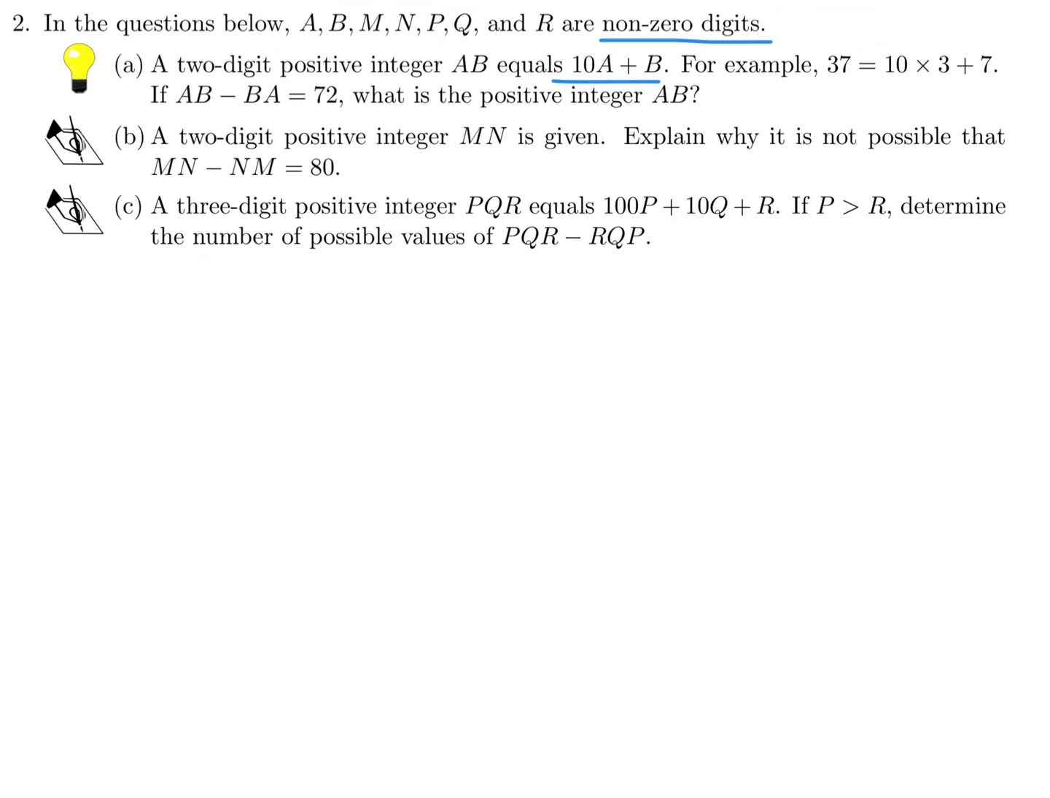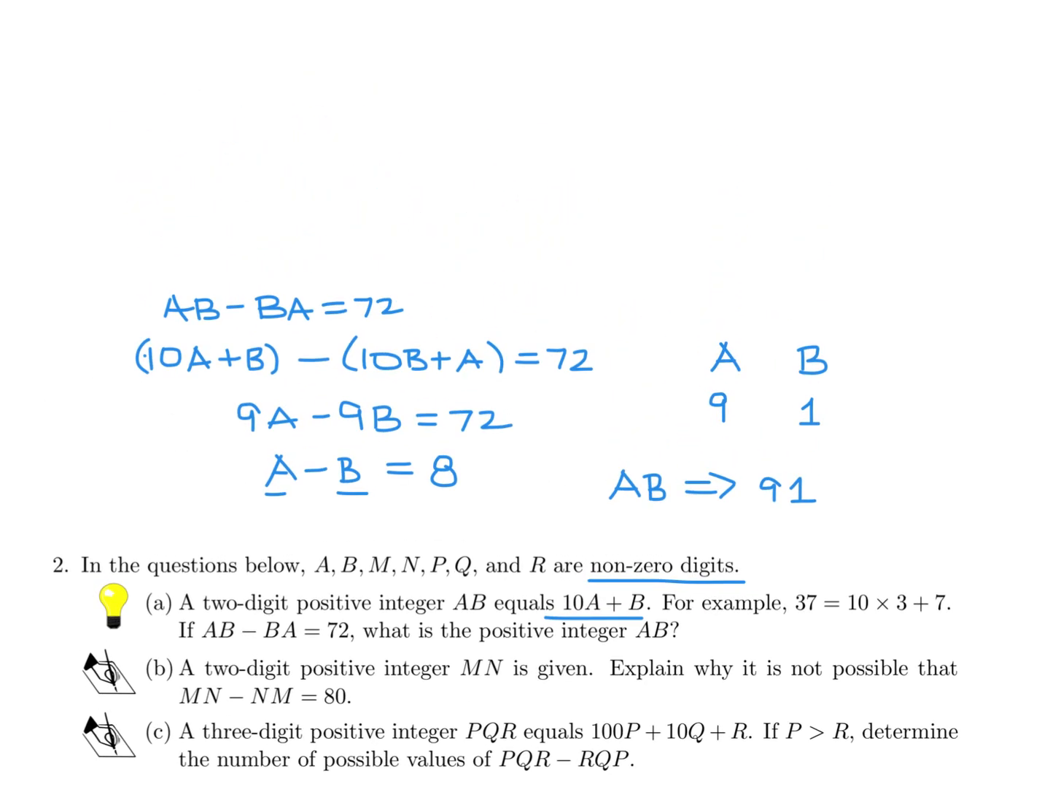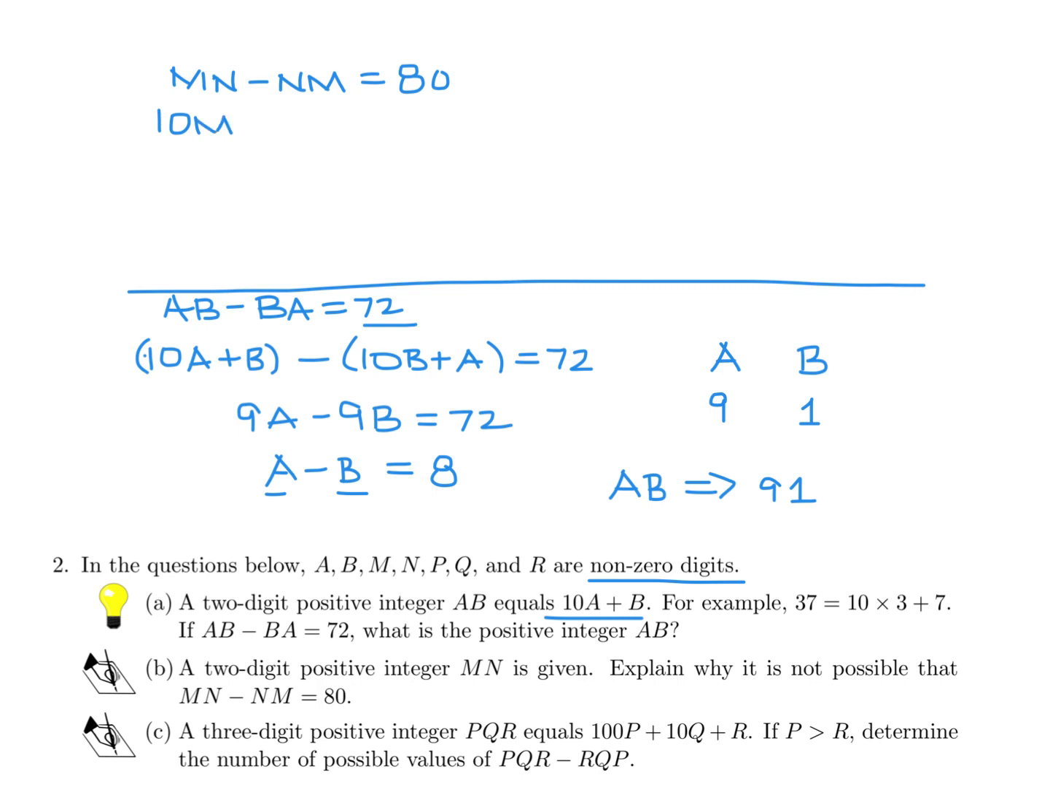A 2-digit positive integer mn is given, explain why it is not possible that mn minus nm is 80. Okay, so the same story, I think, pretty much. So I might as well just do it up here, keep this in the same page. So pretty much the same thing that we did before, and the only difference this time is that this number is 80. And the letters are different, but it doesn't really matter that the letters are different.